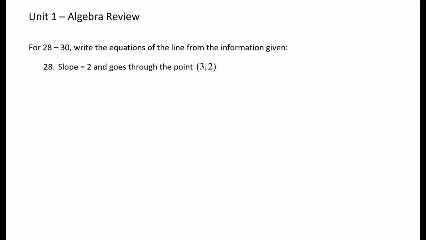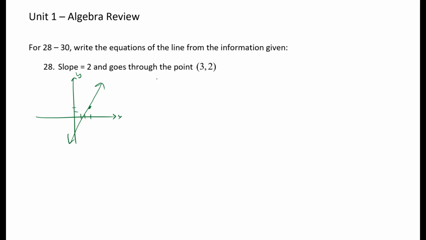Okay, for 28 through 30, we're writing equations of the line given some information. Here we have a line that goes through the point (3, 2) and has a slope of 2, so it's going to look approximately like that. Just trying to get some visual on what it is our target is.